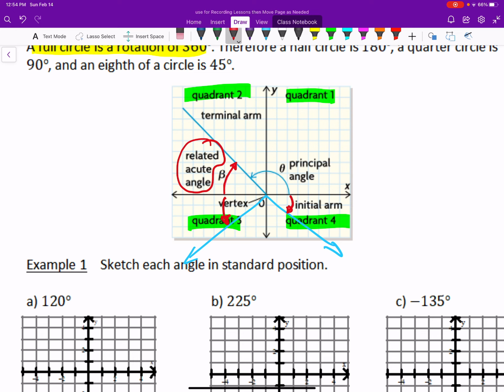Related acute angles, by the way, are never negative. You can see that I've drawn some arrows going in the negative direction for the related acute angles, but they never are negative. When we're talking about related acute angles, all we're ever talking about is just the magnitude of them, but not the direction they're going in.